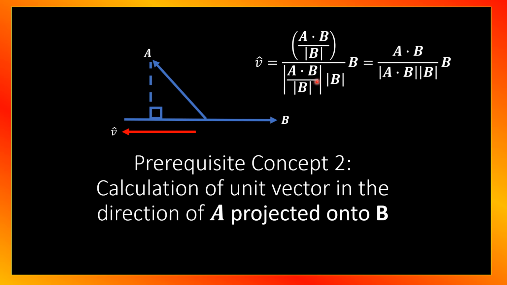So that's going to be a positive or negative sign. And when you divide by the magnitude of B, it's going to give you a unit vector. So that's exactly what we want. So we can simplify it to this expression over here.